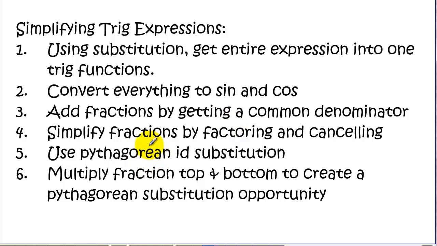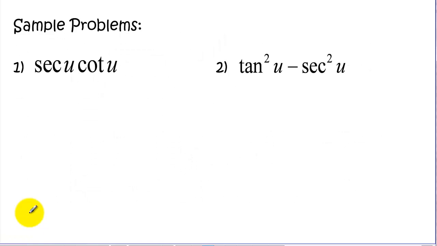Special kind of substitution that we talked up here will be the Pythagorean substitution. And finally, we may have to multiply fractions by sort of the conjugate of the denominator to create a Pythagorean substitution opportunity. So let's look at these. We'll be using these skills as we go through the examples.